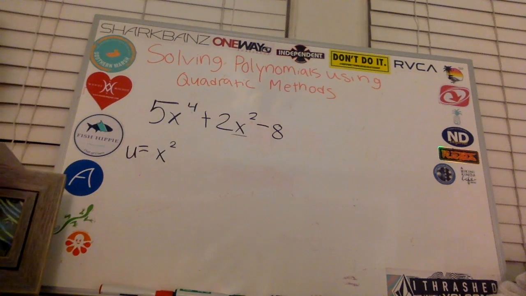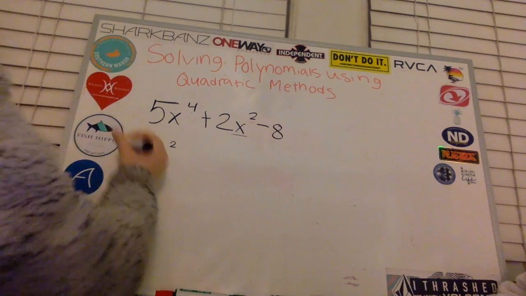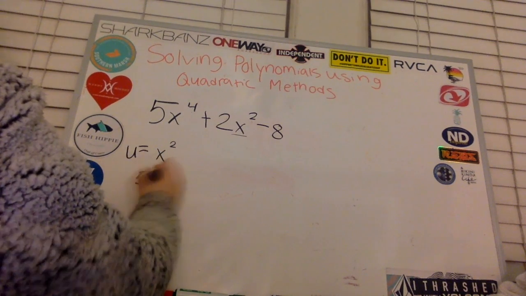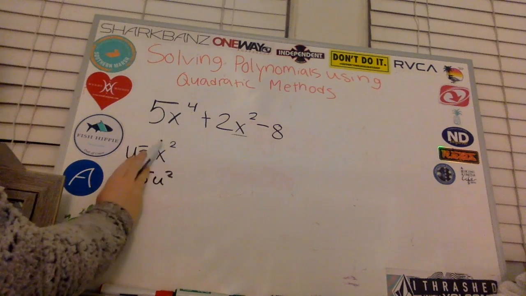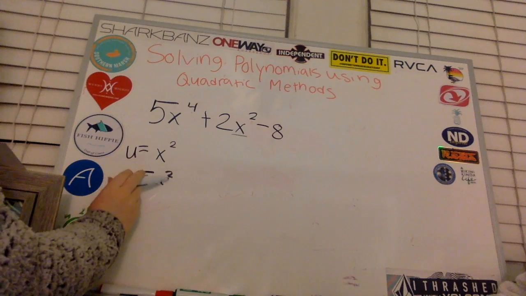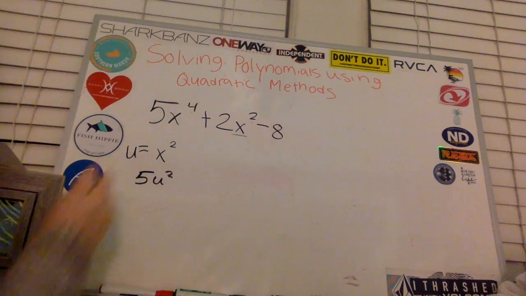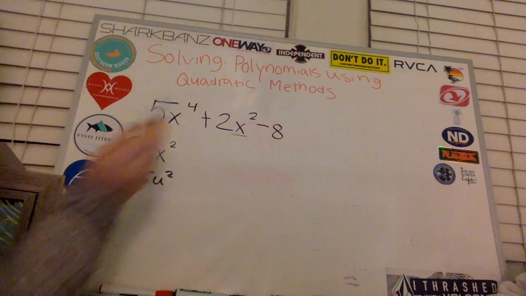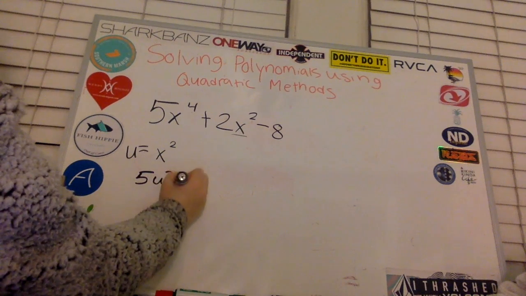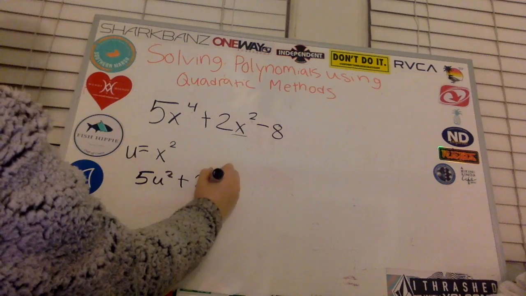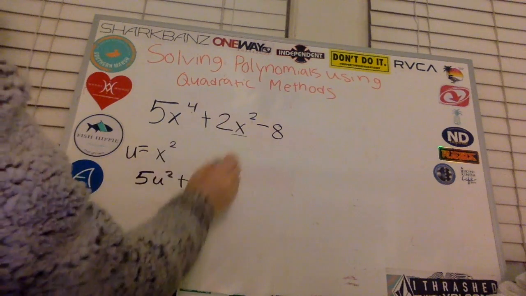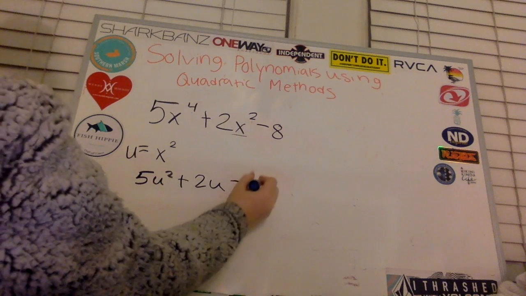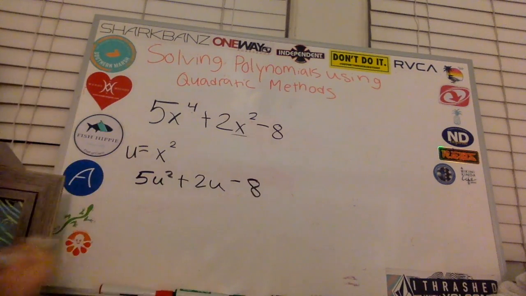Next, you'll just plug everything in. So it would be 5u squared, because this 2 times that 2 is the 4, but we need it in the squared form. And then we would have plus 2u, because the 2, and then minus 8. And that is how you put it into quadratic form.